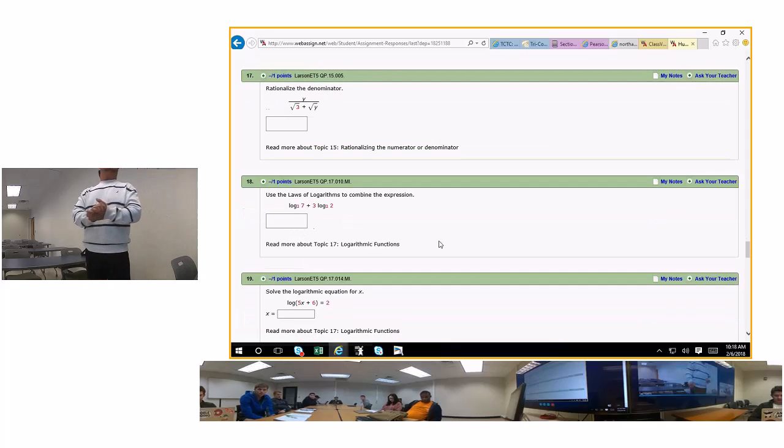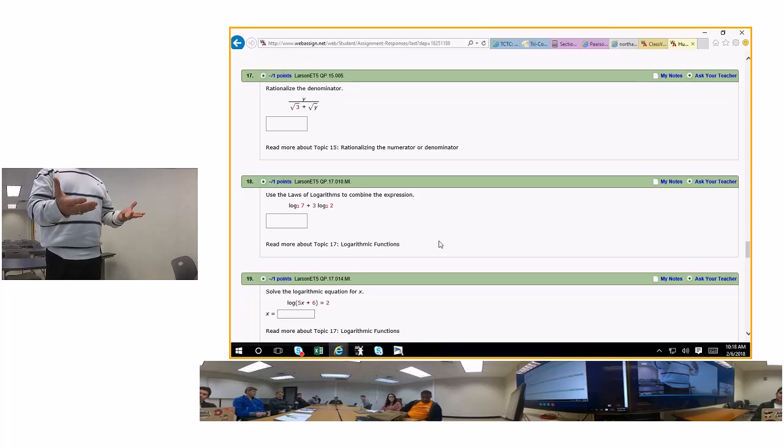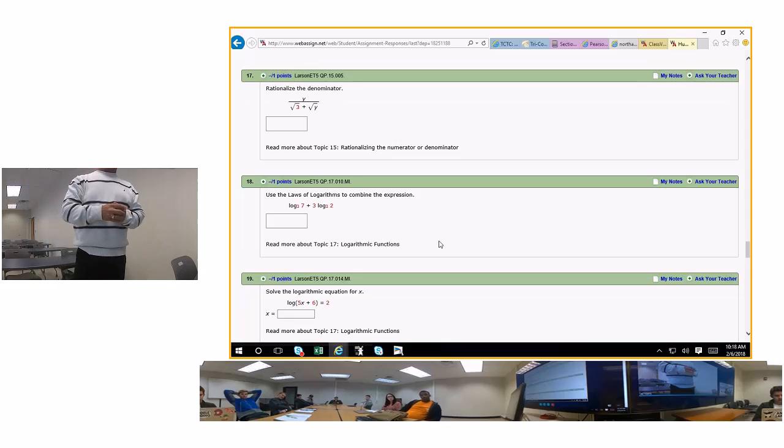Rationalize the what? Denominator. You may get one that says rationalize the numerator. Make sure you read the directions. Okay? Now, I cannot give you credit if you don't read the directions. There's about a third that's rationalize the denominator. There's about a third that's rationalize the numerator. And there's about 2 or 3 that's just the 7th root of x. So you may get one of those 3. So you need to read the directions on the rationalize.